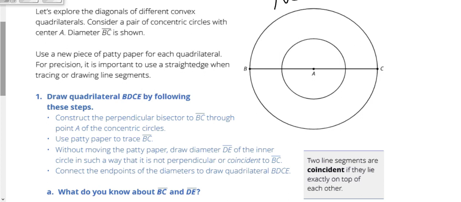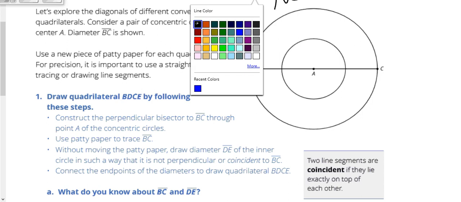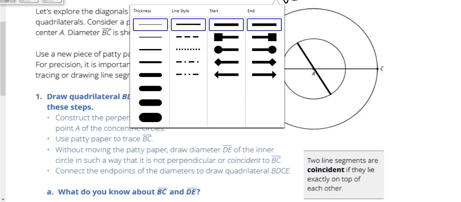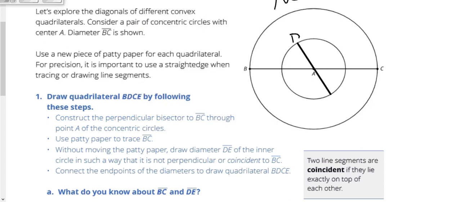So I'm going to keep this one black, I think, so that we keep the diameters distinct. You can pick wherever you want to do it. Just make sure it goes through point A, and all you're doing is drawing the diameter of the inner circle. Okay, and then we need to label it DE. So we're going to go D and E here.